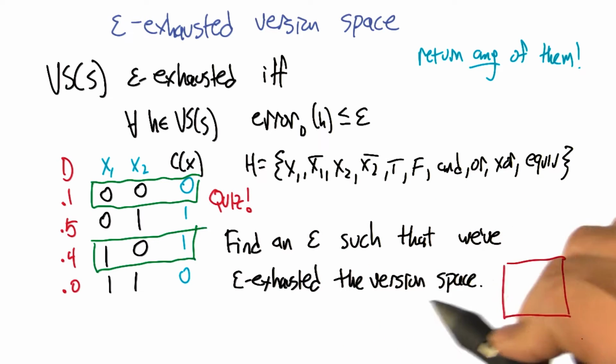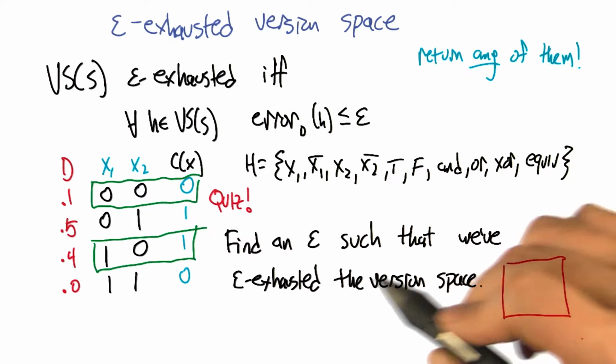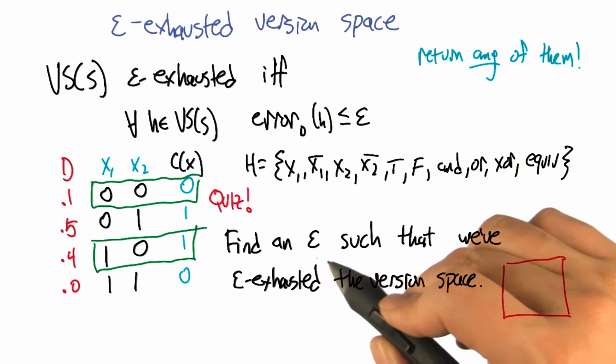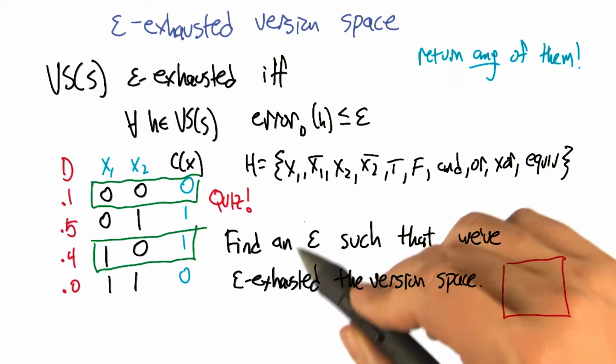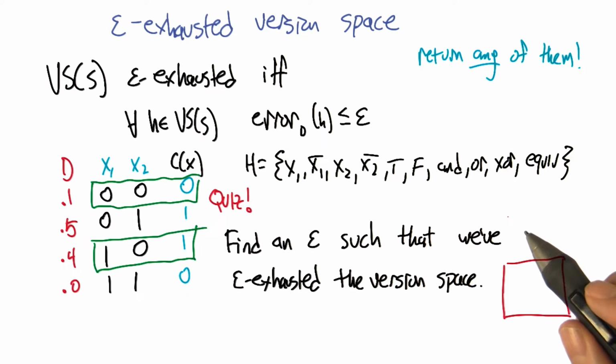Find an epsilon such that we've epsilon exhausted the version space, because all it's saying is that there's nothing left in the set that has an error greater than 1, and since the error is defined to be the probability, it can't be greater than 1. So that was kind of rude.